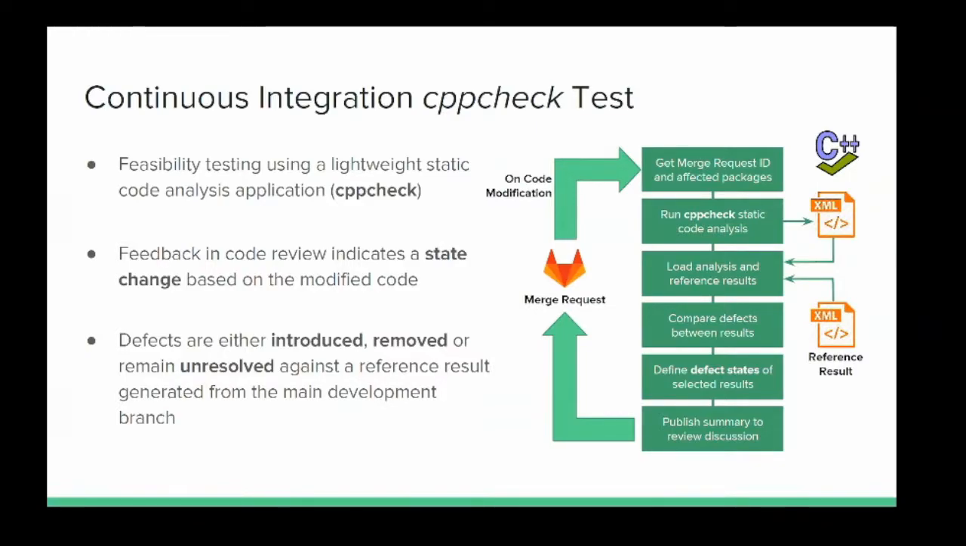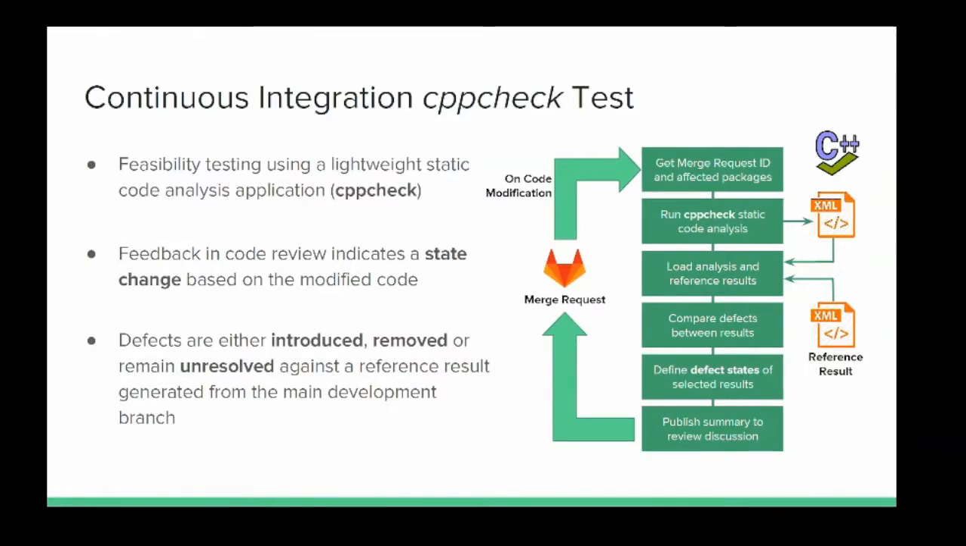Now, the actual job itself is not just a case of running CPP check. A number of things have to be considered. So at the first, when the continuous integration job runs, you have to get the merge request ID, and by extension, you can then look at the affected packages that were in that merge request. So then you have a list of explicit packages that you will run the software quality tests on. You then run CPP check or whatever static code analysis tool you want to use. This generates an XML file in this case. Now at this stage, you can just then reinterpret that and then push that back into the merge request discussion.